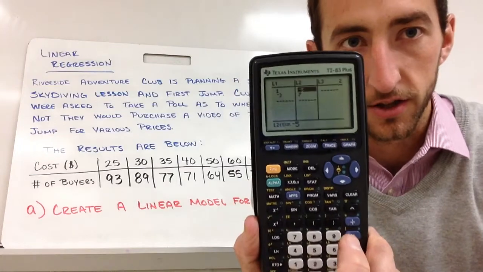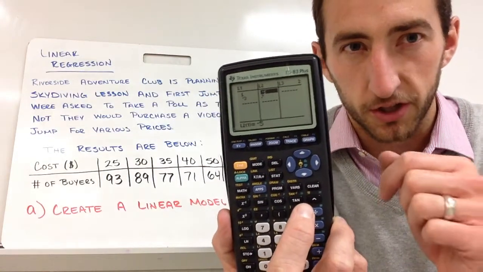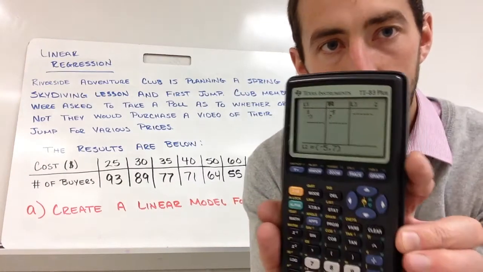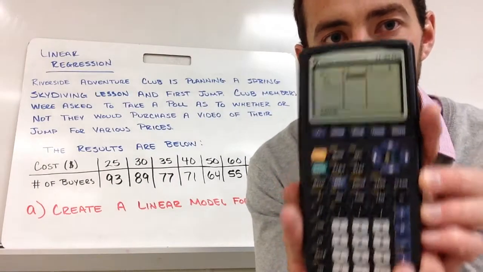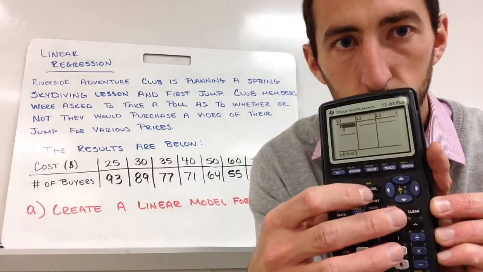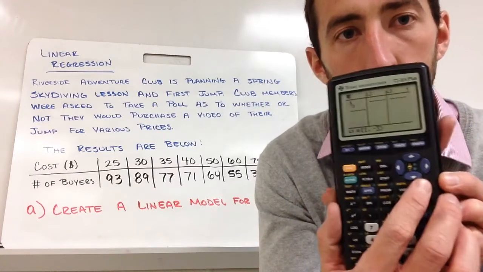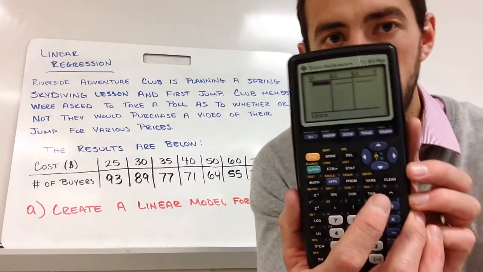All right. Now there's stuff in L1 and L2. What you want to do is clear those out. L1 is going to represent your X's. L2 is going to represent your Y's. So you press up, highlight L2, press clear, and then hit enter. That'll clear that out. Go over to L1, press up, clear, and then hit enter. All right, so now we've got our data cleared out.